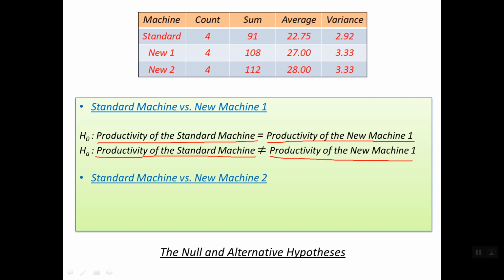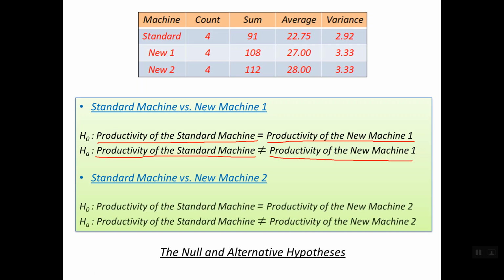So we need to test these hypotheses. Regarding the second hypothesis, we need to compare the productivity of the standard machine and new machine number 2. The null hypothesis states that the productivity of the standard machine is the same as the productivity of new machine number 2. The alternative is that the productivity of the standard machine is not the same as, or is different from, the productivity of new machine 2. So these are the null and alternative hypotheses we need to test.